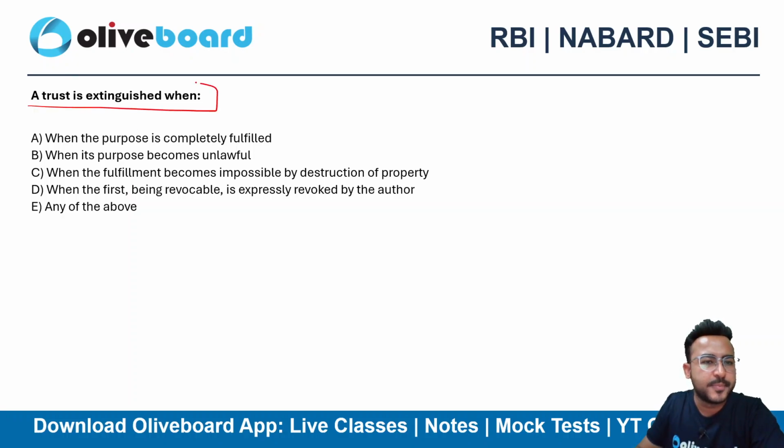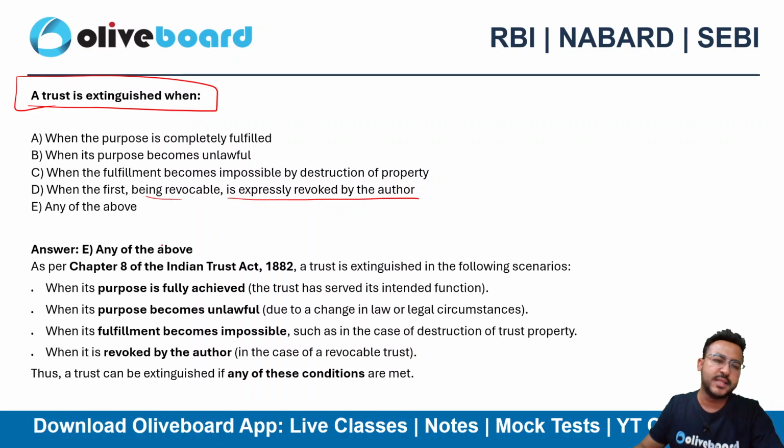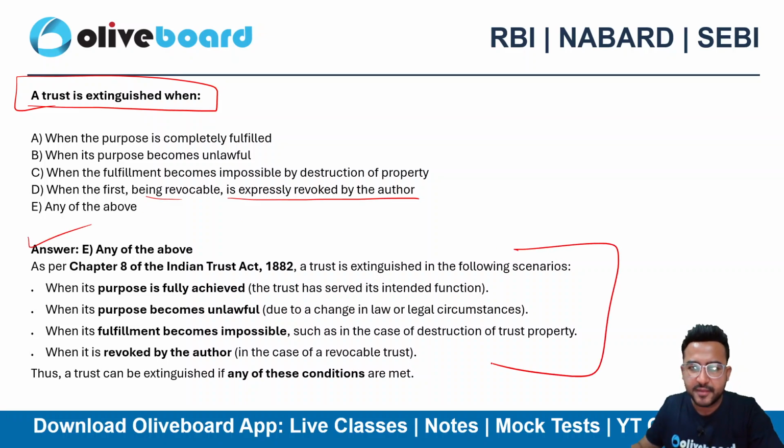A trust is extinguished when the purpose is completely fulfilled or its purpose becomes unlawful, when the fulfillment becomes impossible by destruction of the property, or when the trust, being revocable, is expressly revoked by the author. Obviously the answer is all of the above. We have seen everything in the provisions.